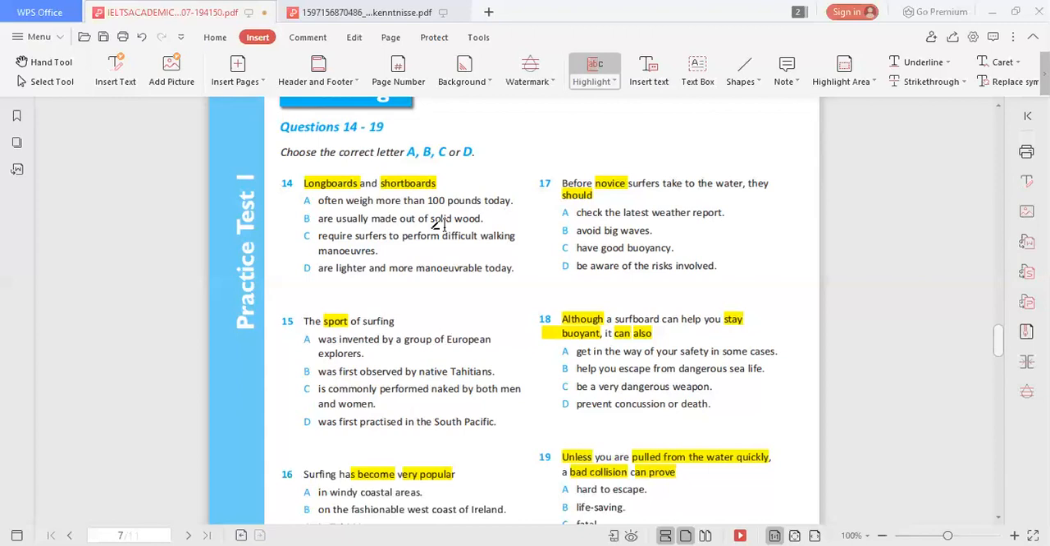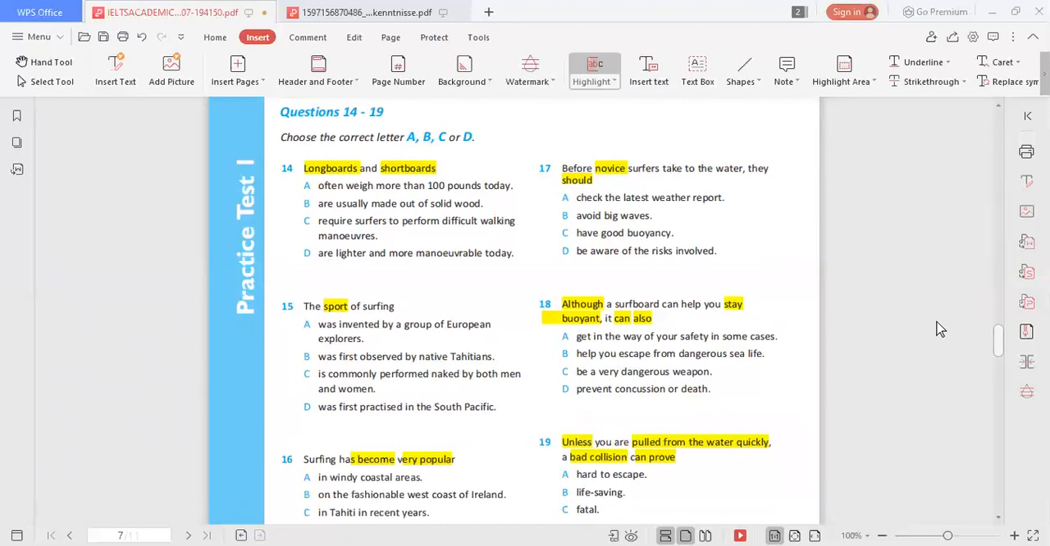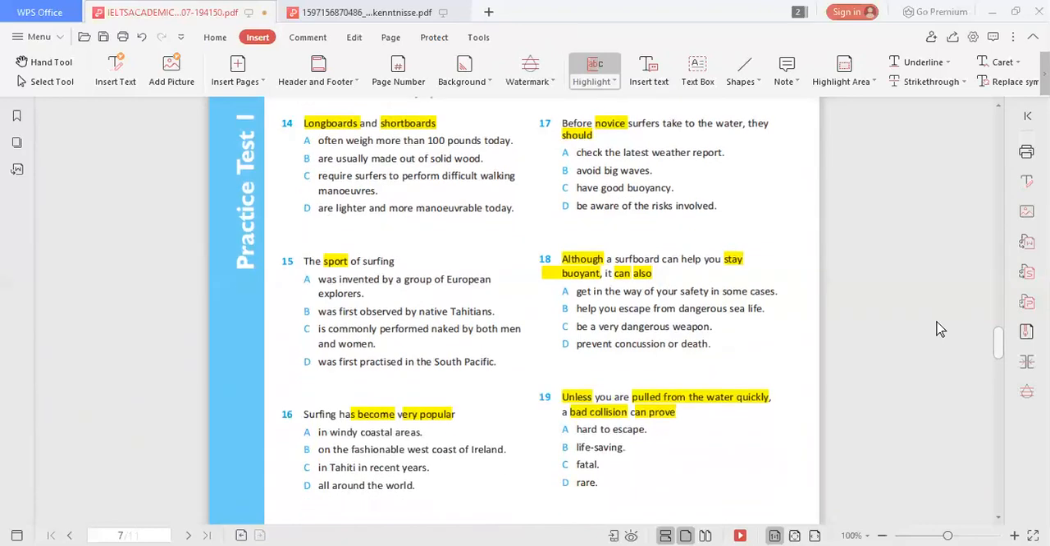They're usually made out of solid wood. Again, it contradicts information. And C, it also contradicts information because they're actually lighter. You can perform lighter, easier maneuvers with them. So that's something to also bear in mind. Answers that can be eliminated.